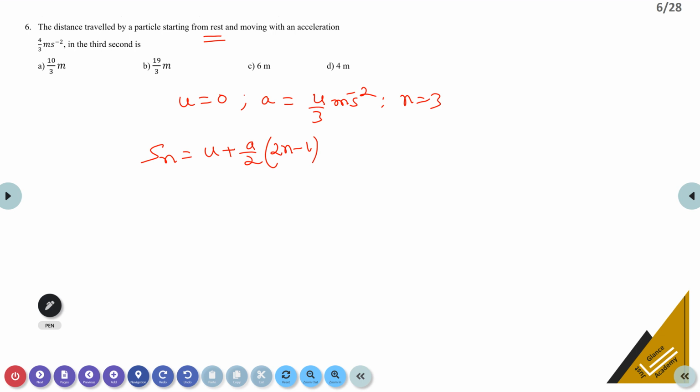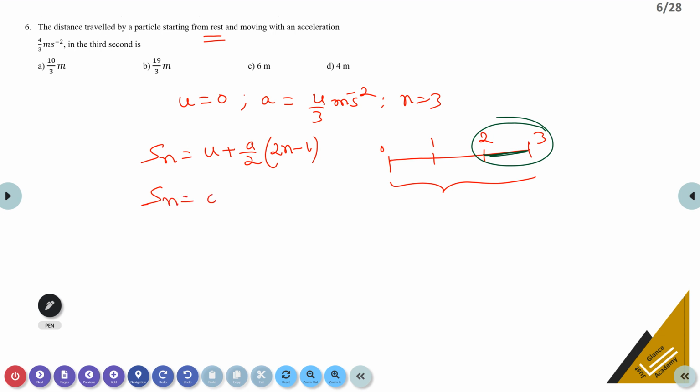I told you in the regular class. Here distance traveled, it is 0 to 1 second, next 2, next 3. Distance traveled in the third second is different, student. He is asking this part. You have to use this equation.